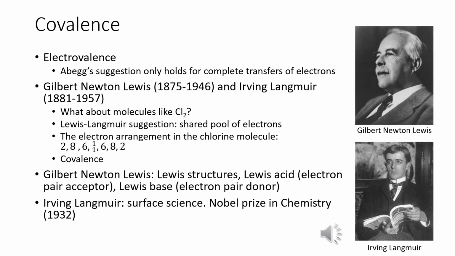So it was Gilbert Newton Lewis and Irving Langmuir who developed the concept of covalence, in which they proposed that atoms are also able to form what is called a shared pool of electrons, in which each of the chlorine atoms is able to share one electron in the pool, and these electrons are placed in the middle of the two atoms. Therefore, both atoms are able to achieve the inert gas configuration. And this also forms a bond that requires some energy to break up, so it gives some energy that allows the molecule to be stable.